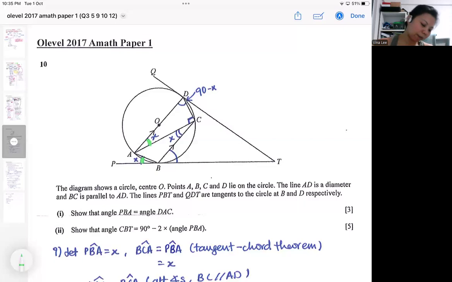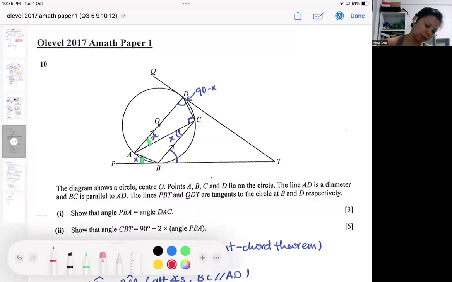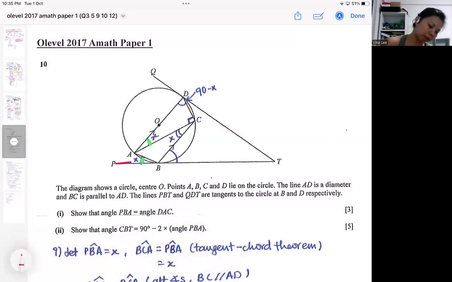For me, I prefer my setup to be PBA because it's directly outside the circle. It's quite direct that I need to get a tangent chord going. So I started off with this, and I try to get this.